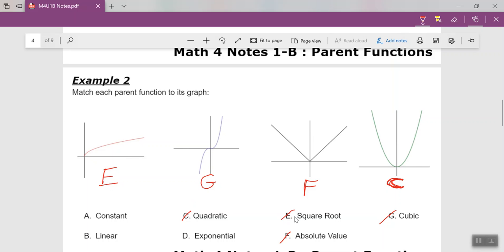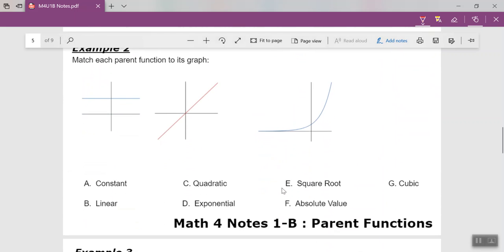All right, so all we have left for the last three are A, B, and D. We'll scroll down to these three. A is the constant, which we said was like a horizontal or a vertical line. That looks like a perfectly straight line with a slope to it. That would be a linear function, which means that this must be D.